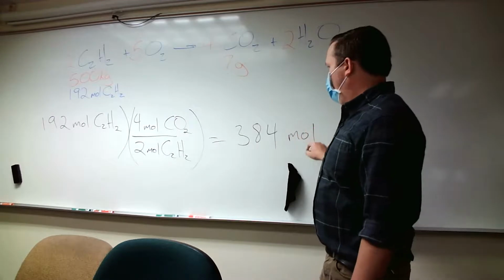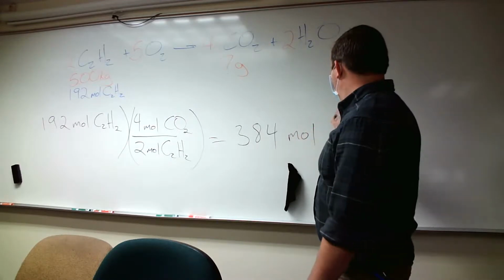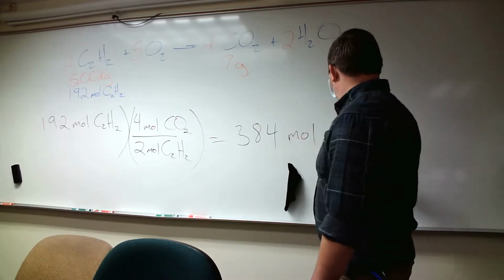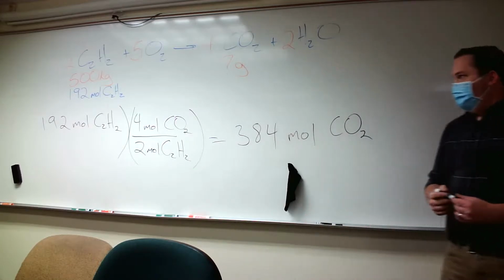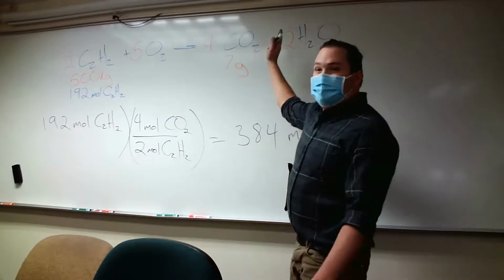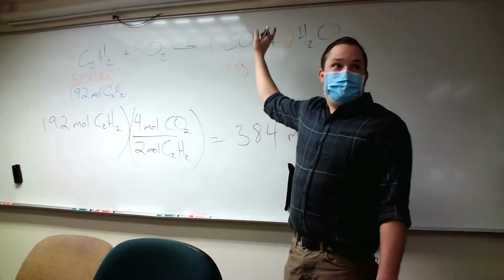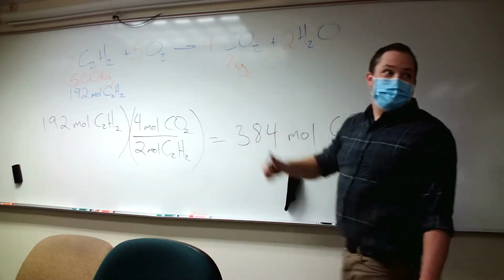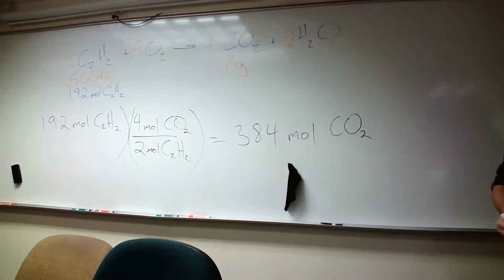Nailed it. I can still do arithmetic sometimes. So that's not our answer, not yet. We're close though, right? Now we're in moles of CO2, so now we're done with stoichiometry. The rest of this doesn't even matter at this point. All we need to do is take moles of CO2 and put it in grams.